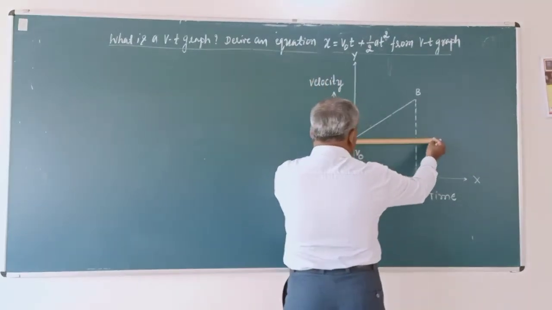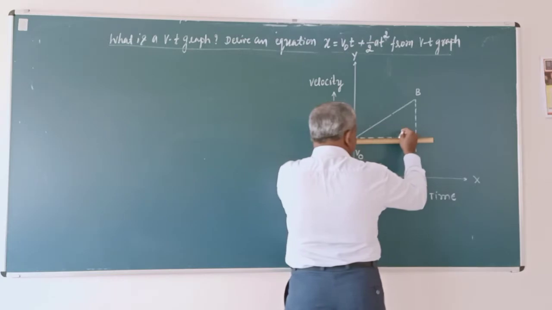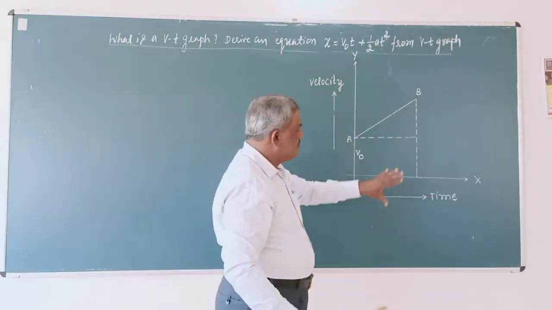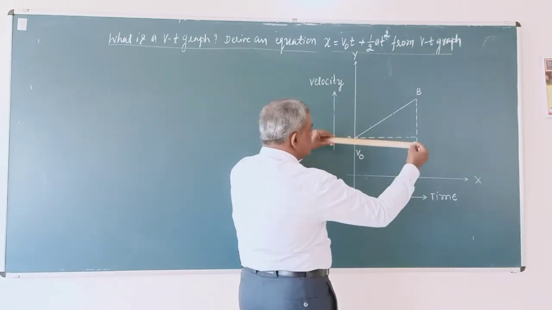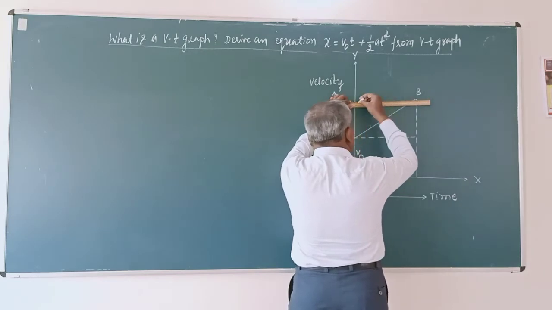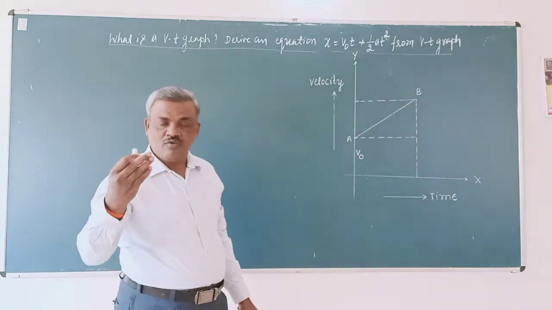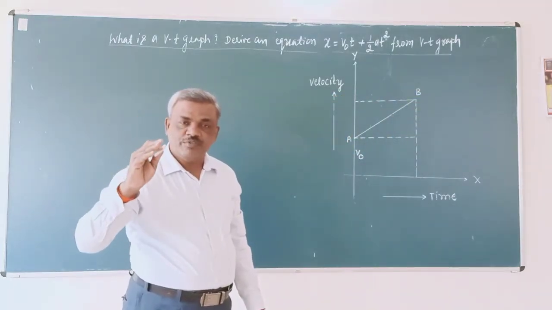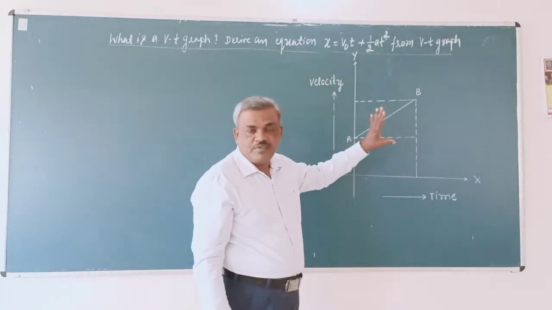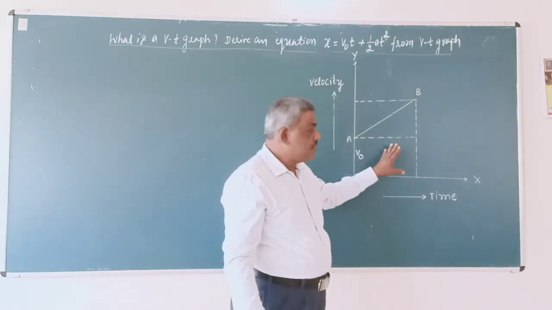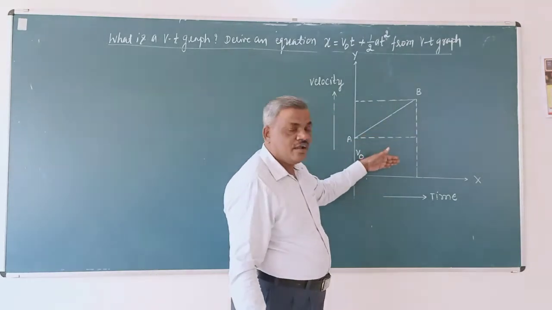Now draw one triangle here. So the area of the trapezium equals the area of the triangle plus the area of the rectangle. Also join here, B, with a dotted line. What I am telling here is that a body moving with uniform acceleration with initial velocity, the area of the VT graph represents displacement. What is the shape of the area? This is a trapezium. So we construct one triangle and a rectangle.